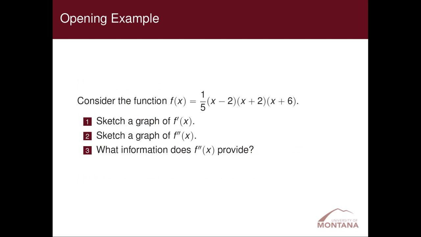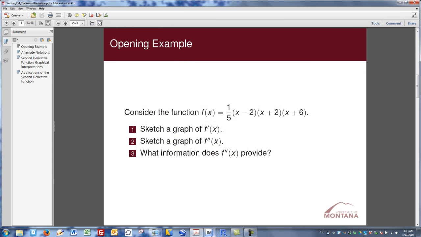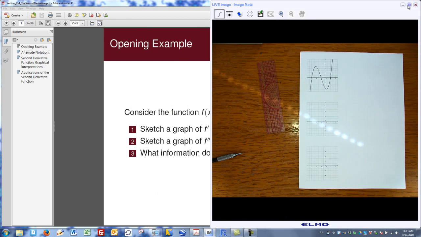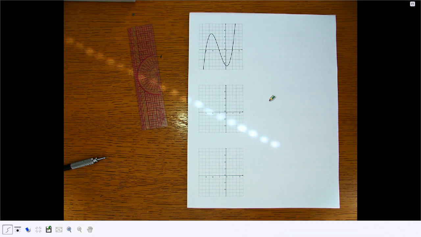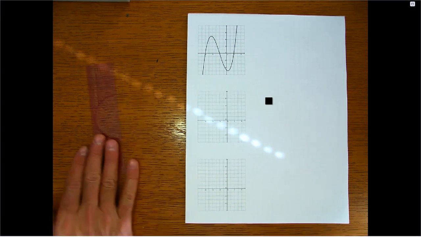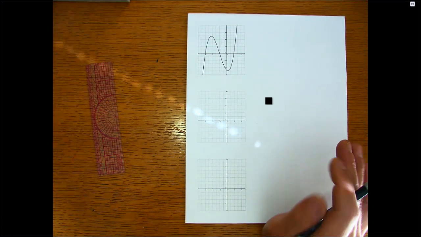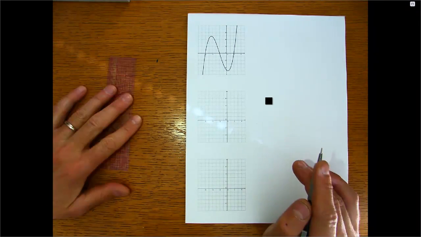So let's start with an opening example. Let's consider the function 1/5 times (x - 2) times (x + 2) times (x + 6). We'll sketch a graph of the derivative and then use that to sketch a graph of the second derivative, and then ask the question, what does the second derivative provide in terms of information about the graph of the function itself? So let me get into the ElmoCam and take a look at what's in store for you. This worksheet's available on the website for the course, and you're encouraged to follow along.